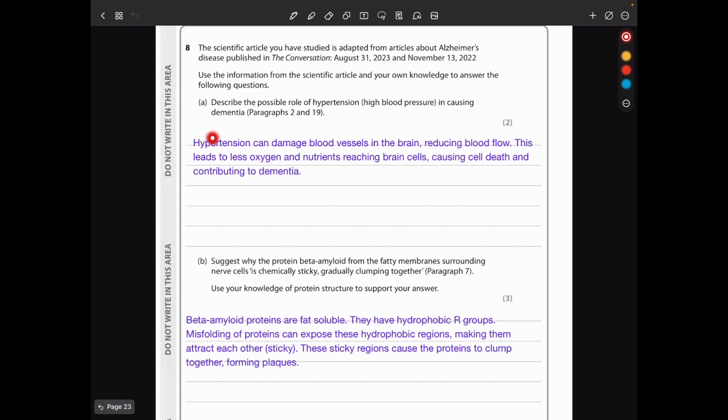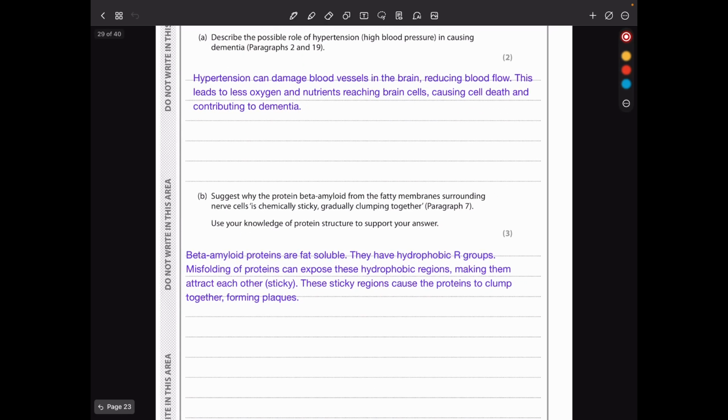Because hypertension causes damage to blood vessels, this could occur in blood vessels leading to the brain. And so if there is damage, there is less oxygen taken to the brain, and so the brain cells could die, leading to dementia. So I said hypertension can damage blood vessels in the brain, reducing blood flow. This leads to less oxygen and nutrients reaching brain cells, causing cell death, contributing to dementia.